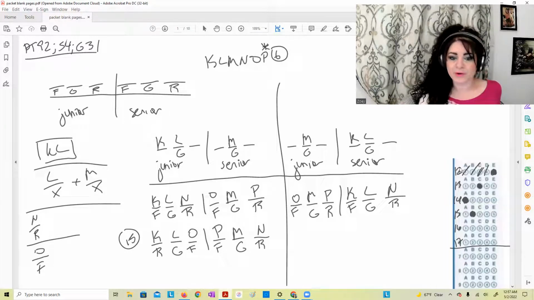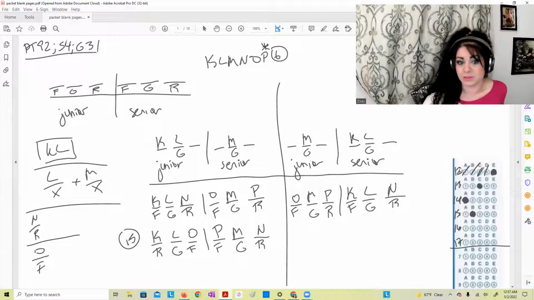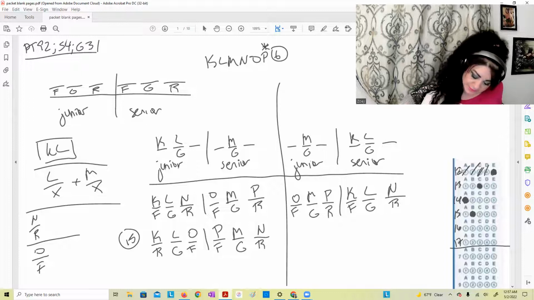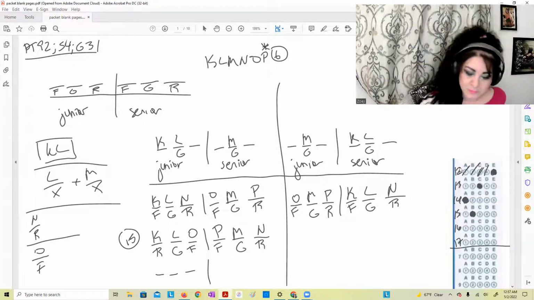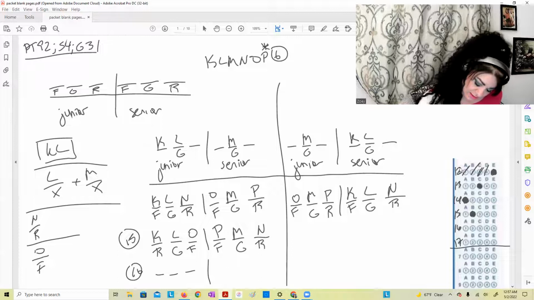So in order for N and O to be at the same school, I can look at my left side and I can see they'll have to be at the senior school. So let's figure that out. Number 16.